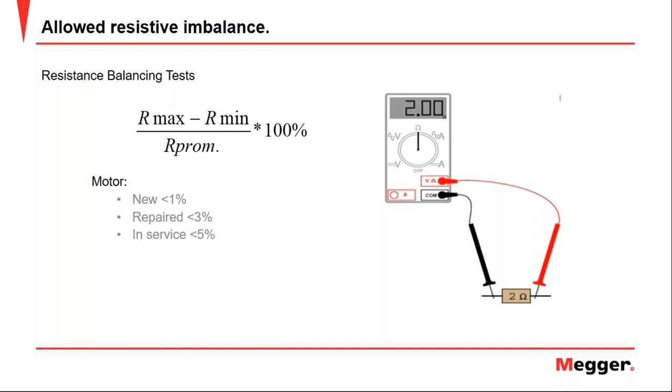Now, what are the maximum values for the resistive imbalance in an electric motor? According to IEEE 1415, if the motor is brand new, we shouldn't have more than 1% of resistive imbalance. If the motor is repaired and is coming from the repair shop, the limit is 3%. And if we are talking about a motor in use, the limit is up to 5%. The important thing here is to be able to build trends with the different measurements so we can anticipate the catastrophic failure.